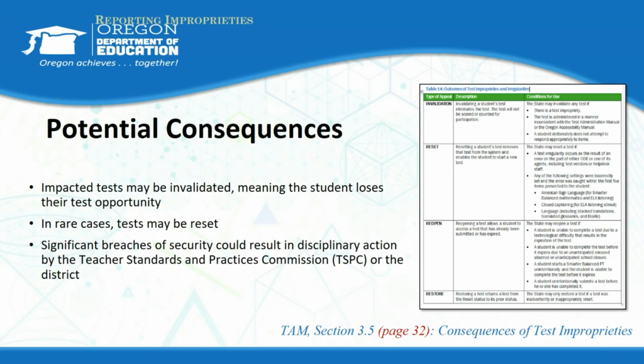When an impropriety occurs, ODE will work with the DTC to confirm the appropriate outcome. All possible outcomes are summarized in Table 14 of Section 3.5 of the TAM, shown here on the slide.